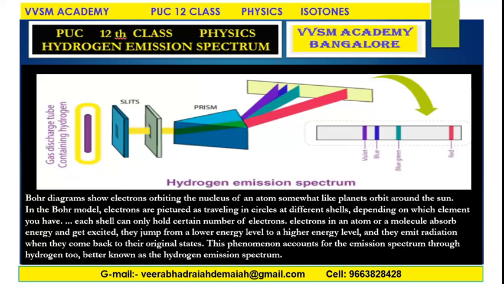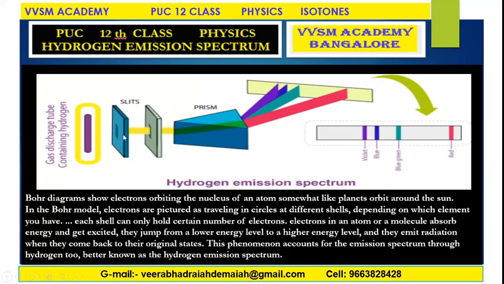Electrons in an atom or a molecule absorb energy and get excited. They jump from a lower energy level to a higher energy level, and they emit radiation when they come back to their original states. This phenomenon accounts for the emission spectrum of hydrogen, better known as the hydrogen emission spectrum. This is the hydrogen emission spectrum starting from the gas discharge tube containing hydrogen.